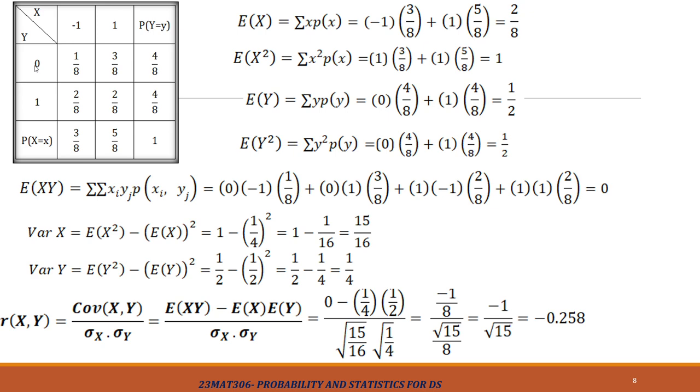So here we are taking x as 0 and y as -1. What is the probability value? Likewise, we have to proceed for all four numbers. So the final answer is 0.